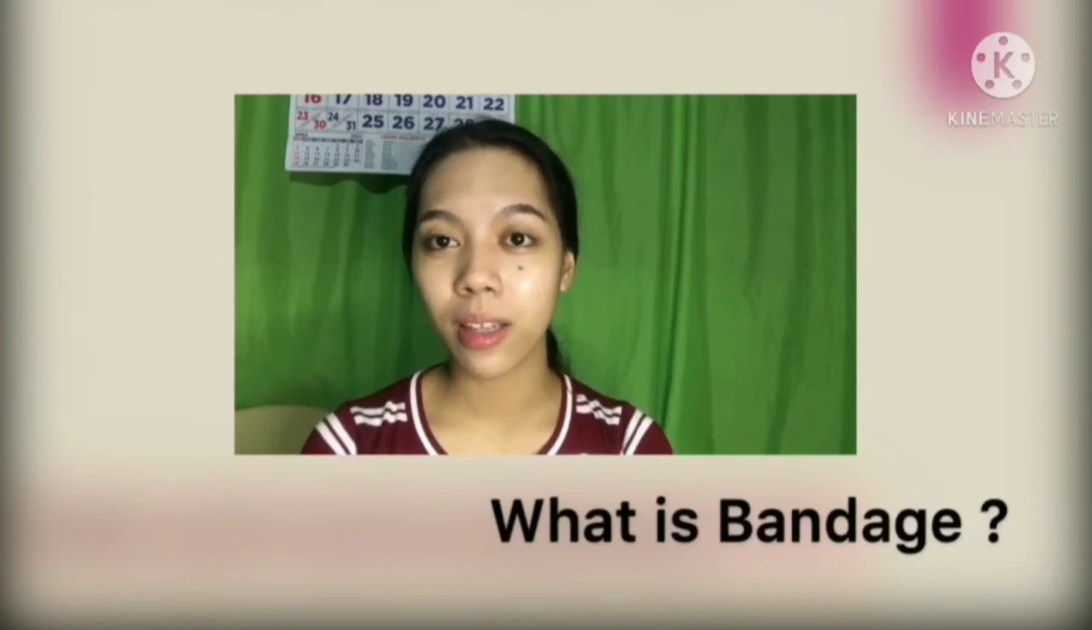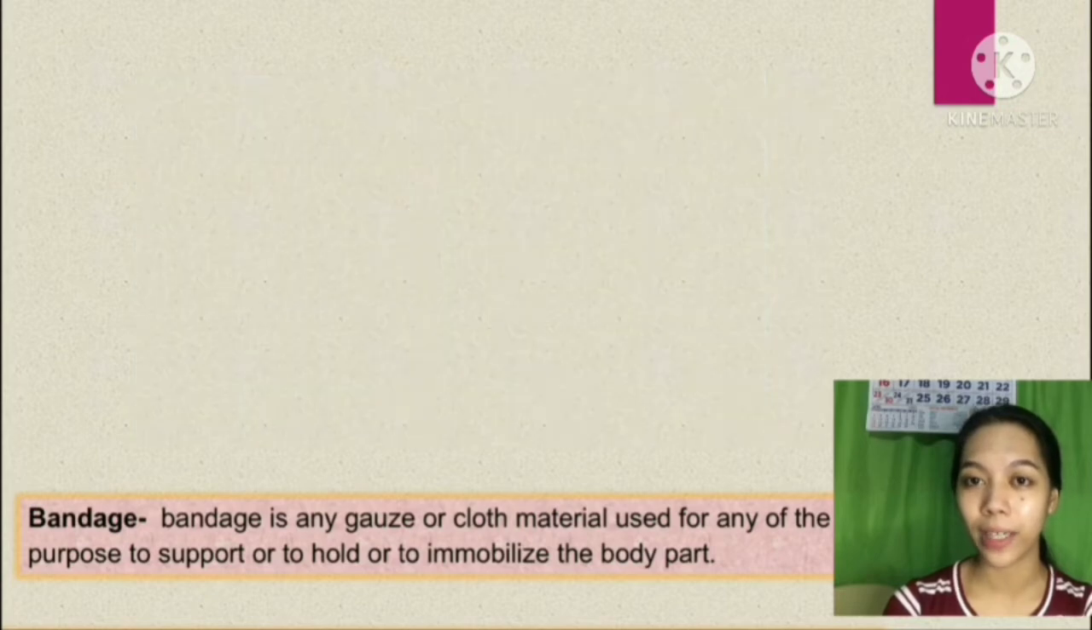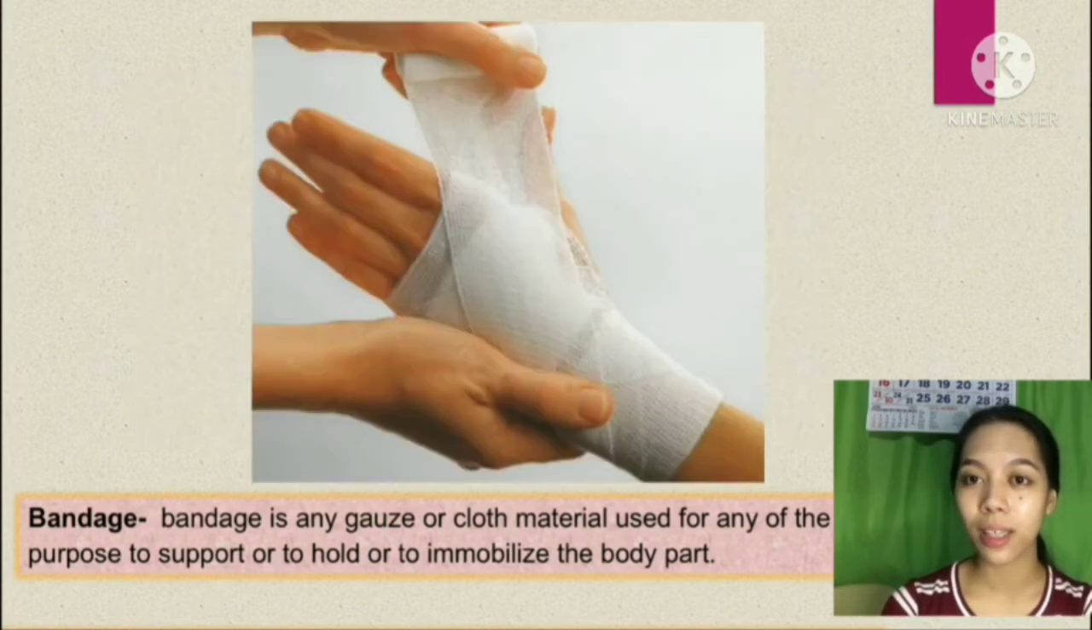So what is a bandage? A bandage is any gauze or cloth material used for any of the purposes to support, to hold, or to immobilize a body part. Bandaging is a technique of application of specific roller bandages to different parts of the body.